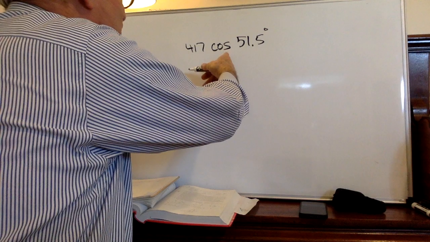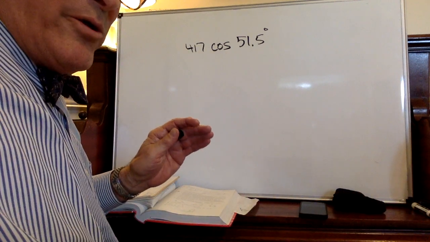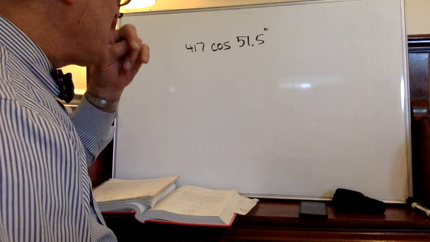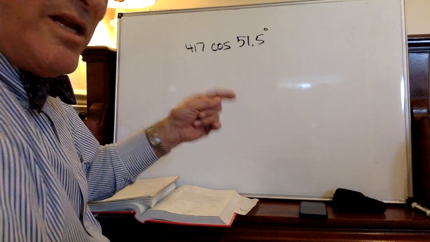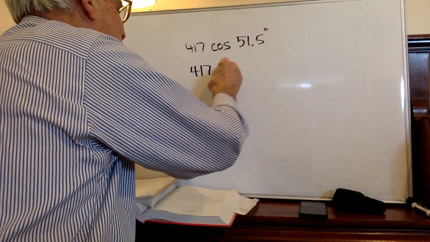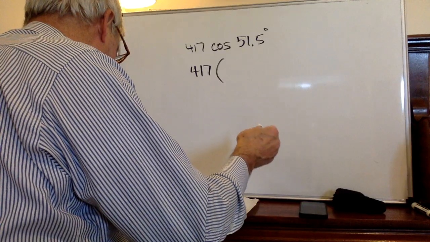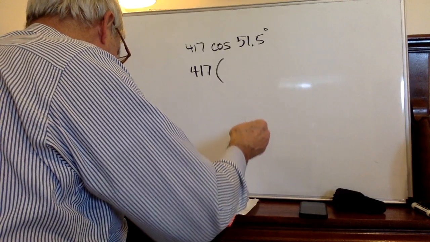So again, you can enter this all in one fell swoop depending upon the calculator you have. Some will allow you to do that. Some you might have had to do in 2 parts and then multiply the answers. My calculator, I simply hit cosine 51.5 degrees and approximate, again, rounding, this is 0.6225.